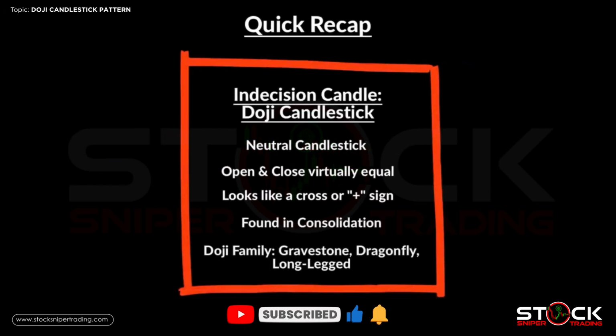A quick recap. The doji candlestick pattern. It is seen as an indecision candle. It is seen as a neutral candlestick where the open and close are virtually equal. It looks like a cross or a plus sign. These candlesticks are usually found in areas of consolidation. However, we do find them in an uptrend or a downtrend, and they are seen as a pause in momentum where we could get another continuation on that pattern. And the doji family consists of a gravestone doji, a dragonfly doji, and a long-legged doji that we will discuss further.